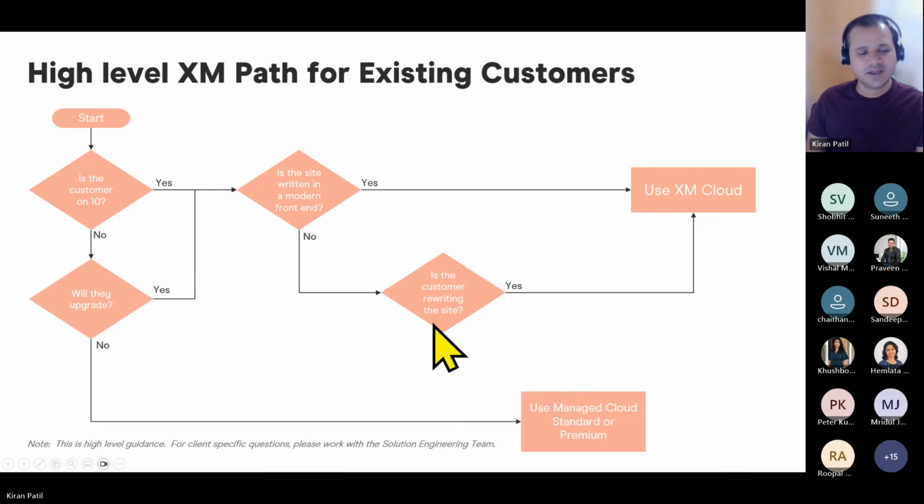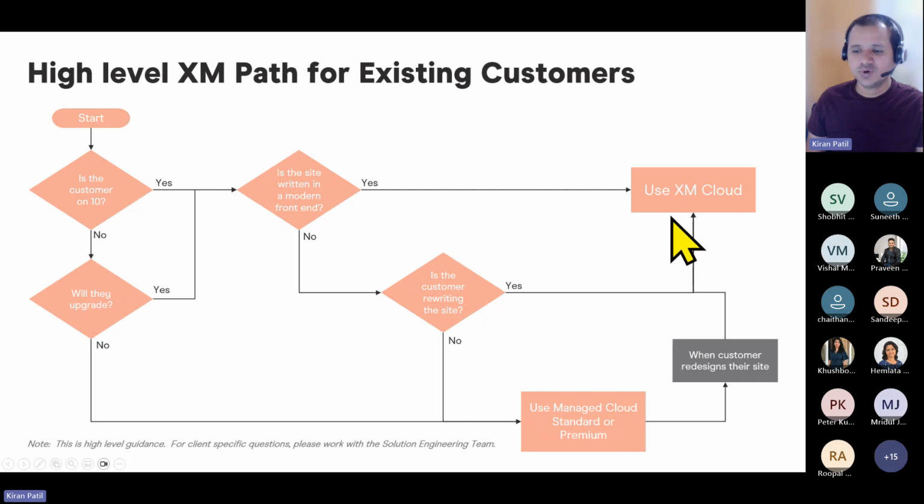And if they cannot upgrade, you can also use managed cloud or standard or premium. There are a few customers who have compliance reasons. They are not ready for XM Cloud. They have to go to either managed cloud or standard or premium, or they can also host on their own Azure instance or AWS instance. But mainly, if the customer is redesigning the website, it's a no-brainer. That's the right time to pull the trigger to make sure that you plan the XM Cloud journey.